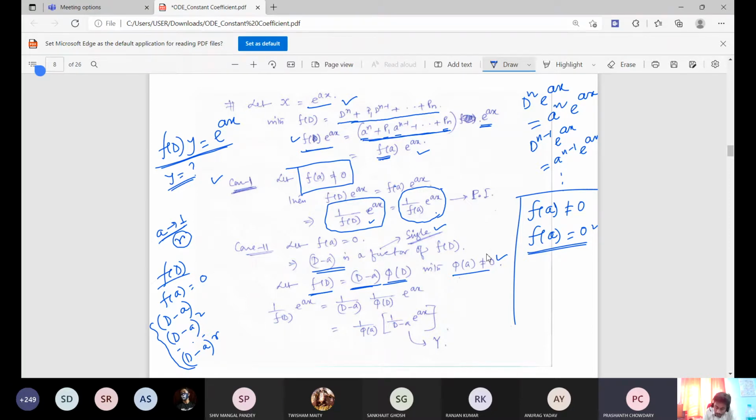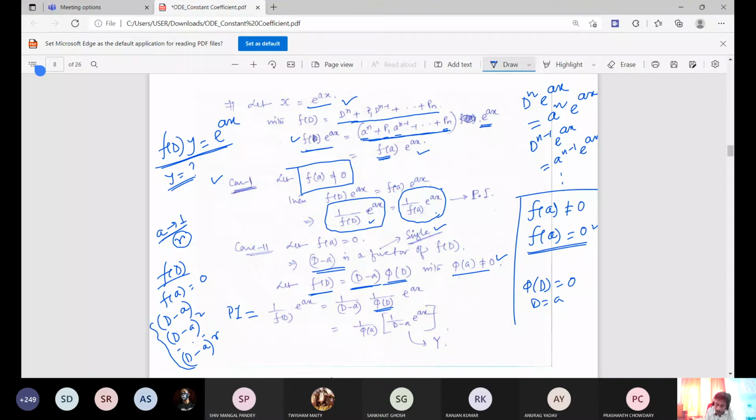So this is the particular integral that I have written here, 1/f(D) e^(ax). See, f(D) can be written as (D − a) φ(D). Now this φ(D) is non-zero when D is a. That means φ(a) is non-zero. So the contribution for this part 1/φ(D) can be written as 1/φ(a). And the remaining term will be 1/(D − a) operating on e^(ax).